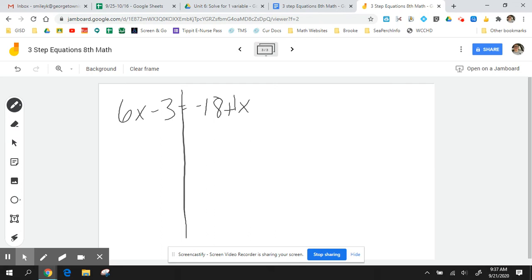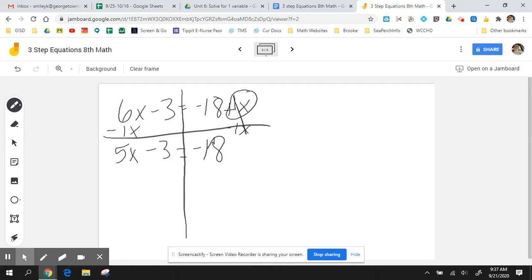Hopefully you got this solved. If you ran into problems, see where you ran into problems. I'm going to start with this plus 1x. So the opposite is to minus 1. I'm starting here because it is a smaller term than that 6x. So those cancel. 6x minus 1x gives me 5x. I'm bringing down my minus 3, and I'm bringing down my 18.